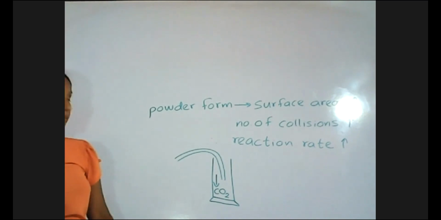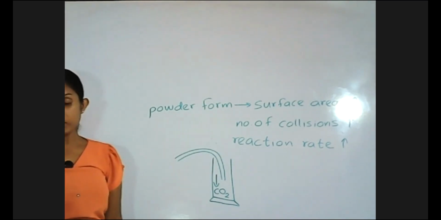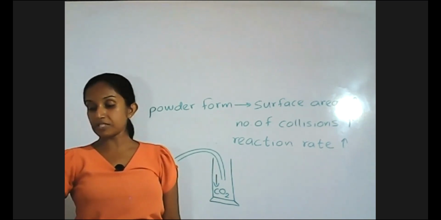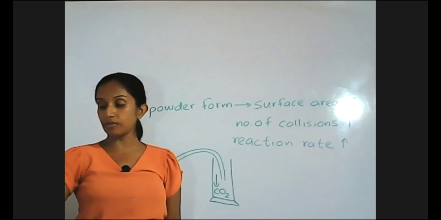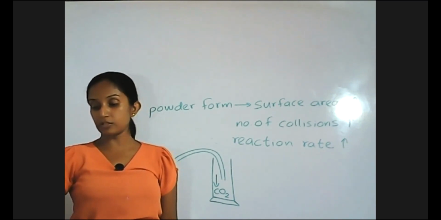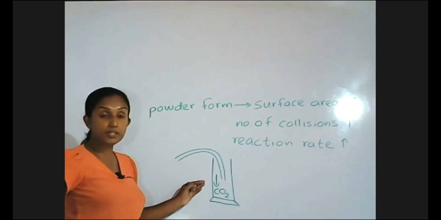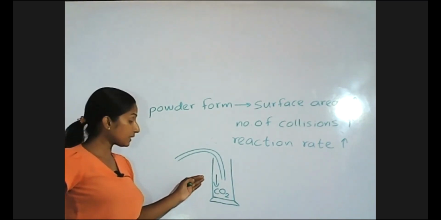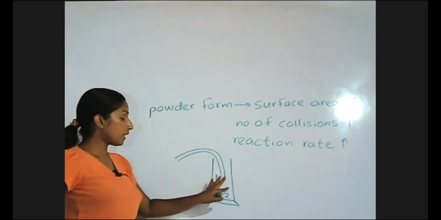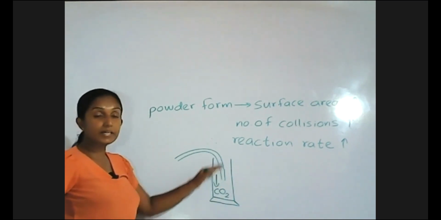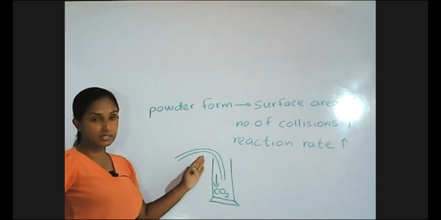Name another method. Upward displacement of air, right? Look at B. What physical property of carbon dioxide gas is made use of in this method you stated? What is the property of carbon dioxide we use here to collect the carbon dioxide by using this method? Yes, because carbon dioxide is denser than air.